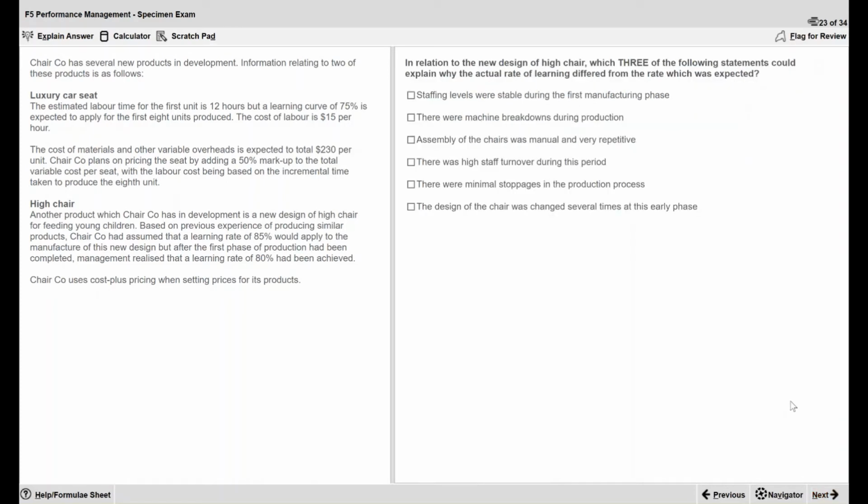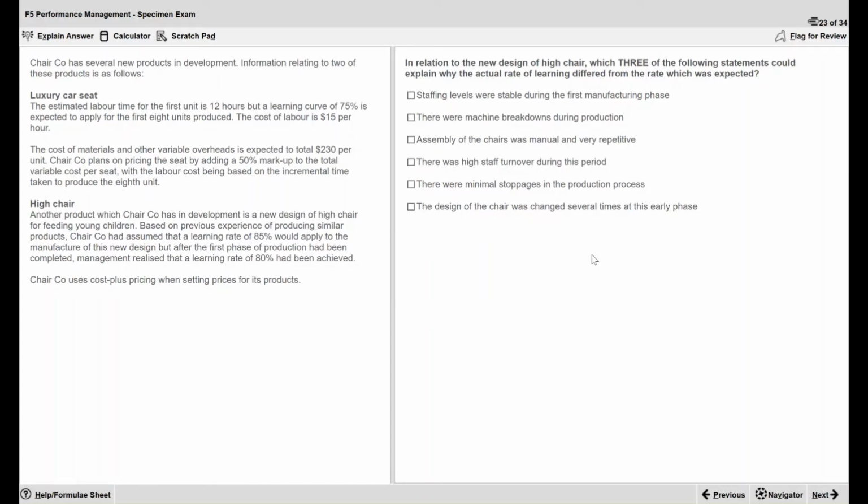In relation to the new design of high chair, which 3 of the following statements could explain why the actual rate of learning differed from the rate which was expected? Remember, in this question here, in high chair, Chairco had assumed that a learning rate of 85% would apply to the manufacturing new design. But after the first phase of production had been completed, management realized that 80% learning had been achieved. Again, in this situation, we have 80%, which is more learning than the standard.